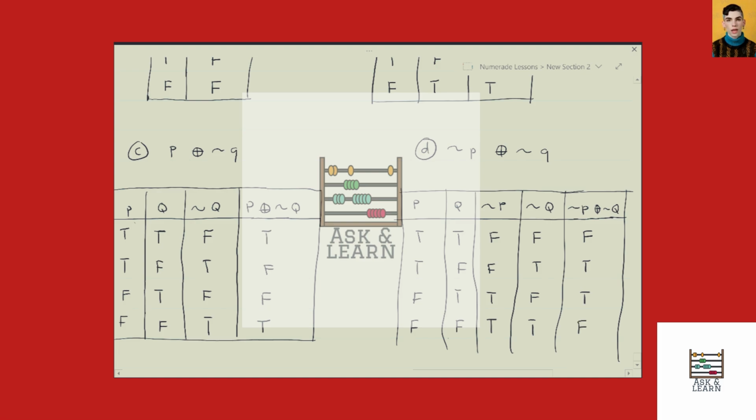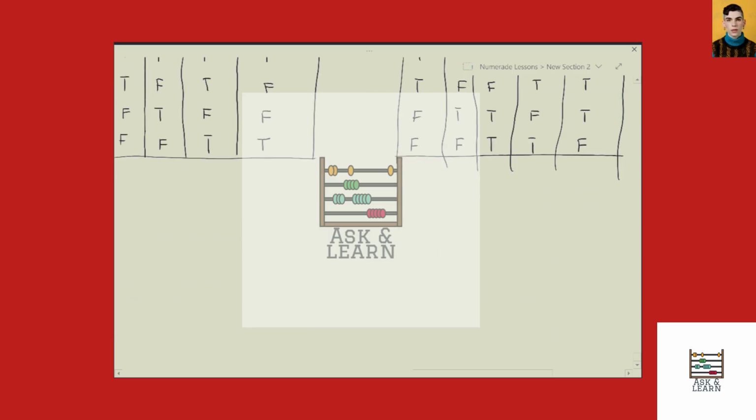Okay, so the exclusive or becomes true only when one of them is true and not all of them. One of them should be false and the other should be true for the exclusive or to be true. Okay, and it's false otherwise.